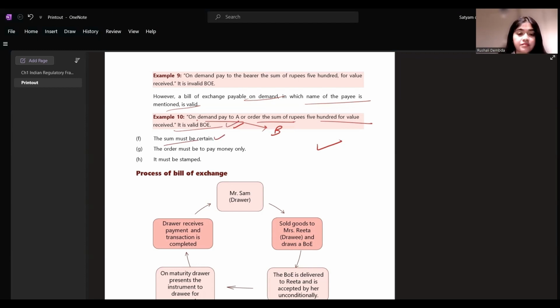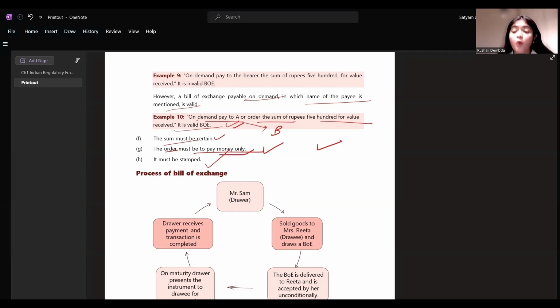The sum must be certain: 10,000, 5,000, whatever amount is to be paid should remain certain and should be mentioned. The order must be to pay money only. Other than money, nothing can be used in a bill of exchange. You cannot pay anything in a bill of exchange other than money. It must be stamped. We have seen that the stamp is very much important over here. It must always be stamped.